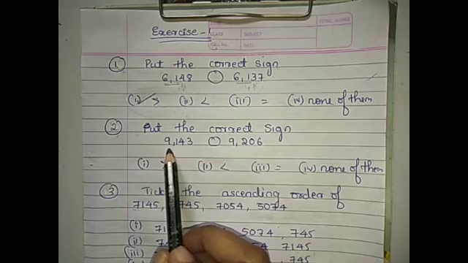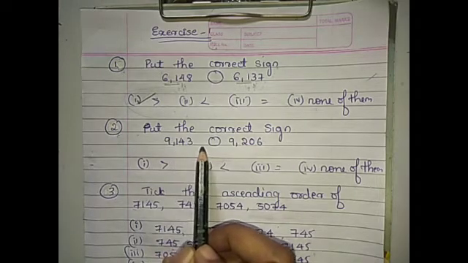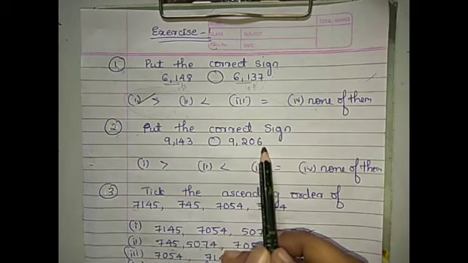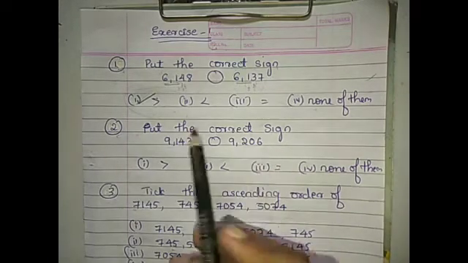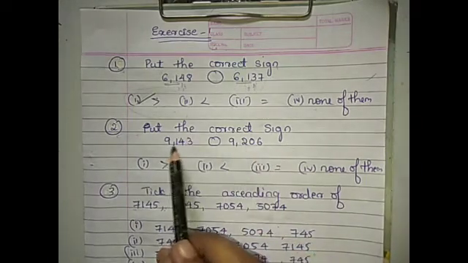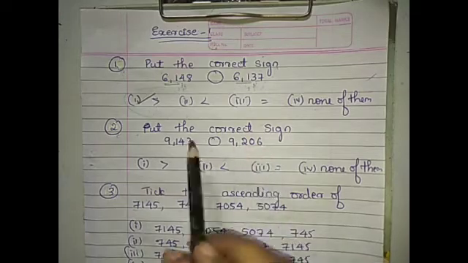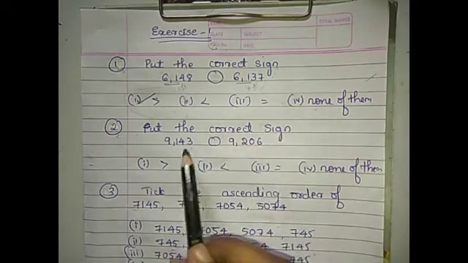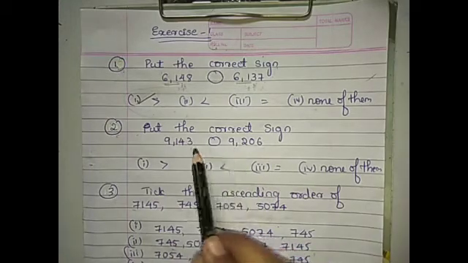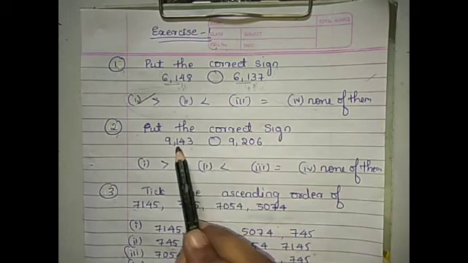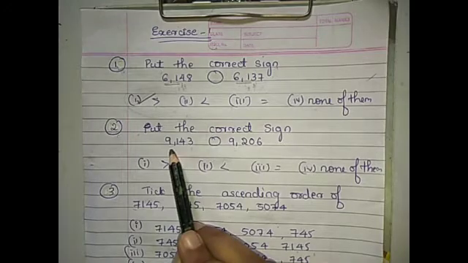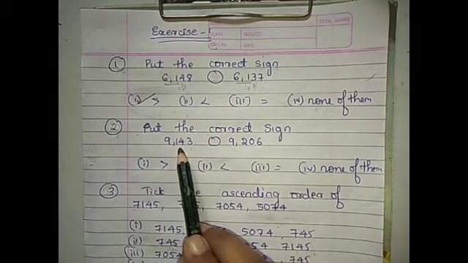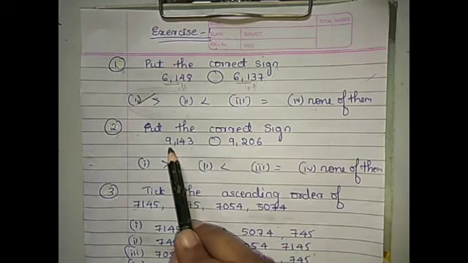Next, the second one. Put the correct sign. Here we have to compare 9143 and 9206. First we have to count the number of digits in each number. This number has 4 digits. This number also has 4 digits. If numbers have an equal number of digits, then we have to compare the leftmost digit. Here both numbers start with 9.